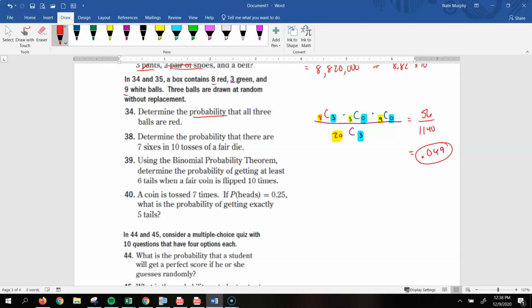So that's how you do number 34. Again, the way that you know that you don't use a binomial probability is because a binomial probability only has 2 outcomes, a success and a failure. So this one you want to treat just like we did earlier in the chapter. All right, let's look at number 38.